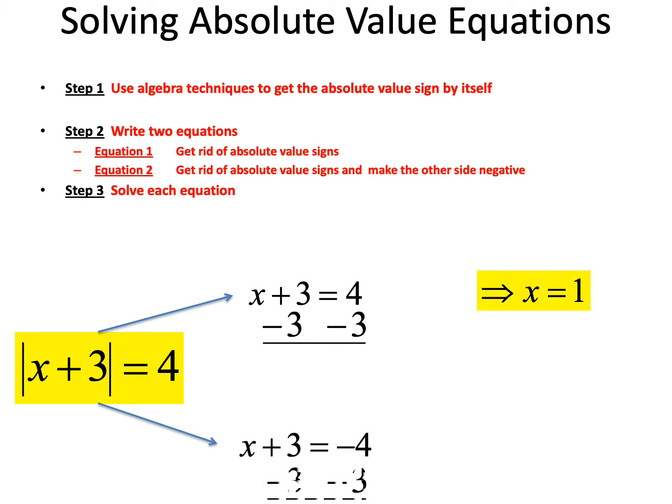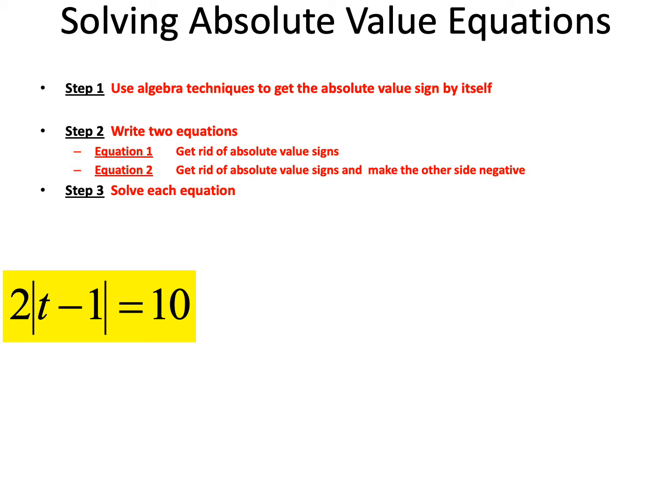On the second equation, we subtract 3 from both sides. I don't get a negative 1, I get a negative 7. So this is one of those ors. The answer to this one is either x is equal to 1 or x is equal to negative 7. Well, this isn't one of those compound inequalities, but this is certainly one where we got two answers. It's either 1 or it's negative 7. Okay? Make sense?